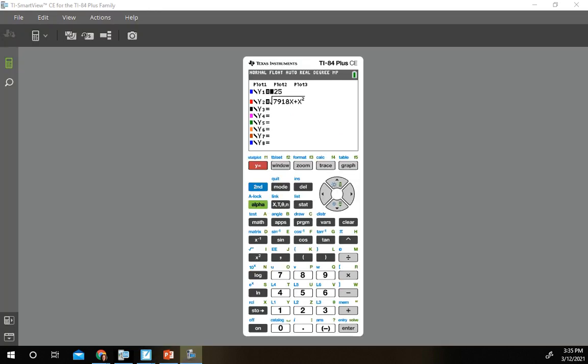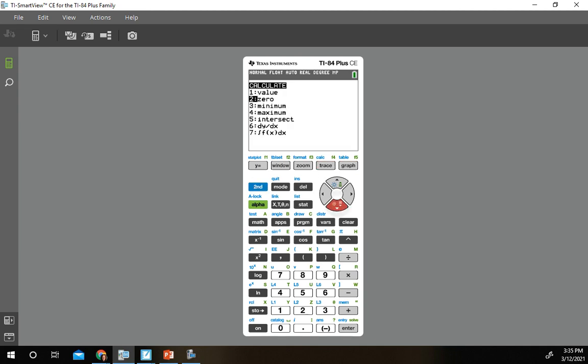Okay, so here's my y1, here's my y2. I'm going to adjust my window here. So I'm going to make my x max 100. That one equation is already 225, so I just made them 800. As long as it's above 225, we should start to see it. So if I make that and I go ahead and graph it, there it is.